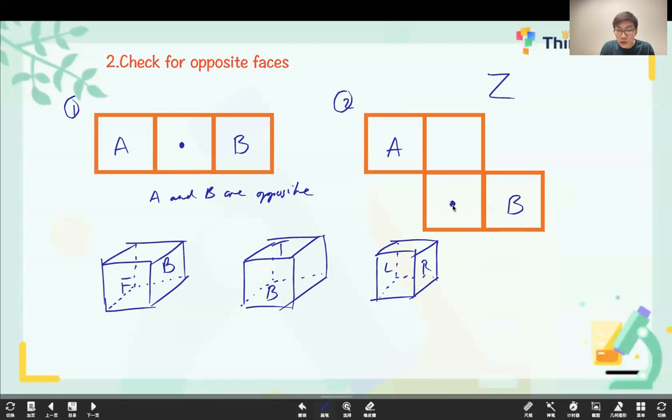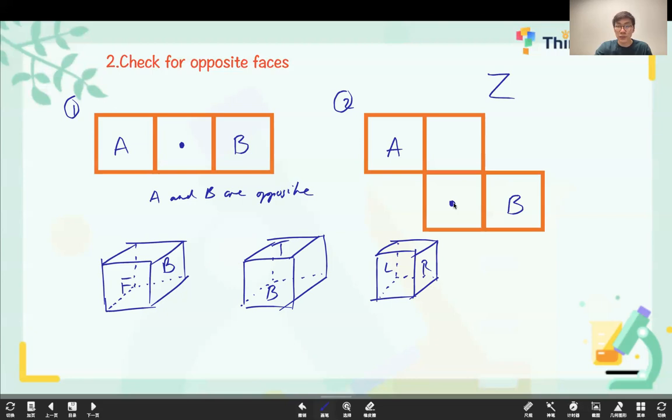So how do we show this one? Well, again, if we pin this one that I put a dot into, we can see that the B face will fold up. And what's going to happen to the other two? I'm going to fold it up and the A face is going to come around. So I have B on here and A on here. So again, they are opposite.